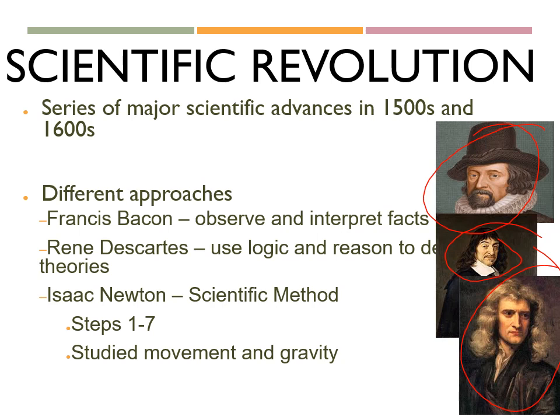It was very important that they did number seven because then that allows other scientists to check it and make sure that it's a legitimate theory or not a legitimate theory based on what you figure out. Isaac Newton also studied and came up with laws of motion and gravity as well. That was kind of his main area.